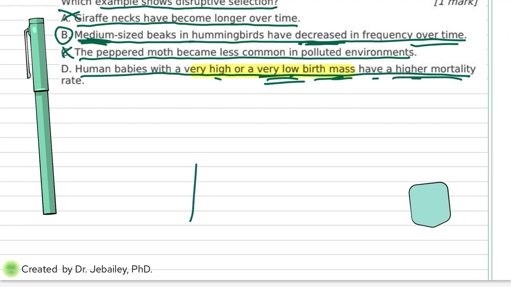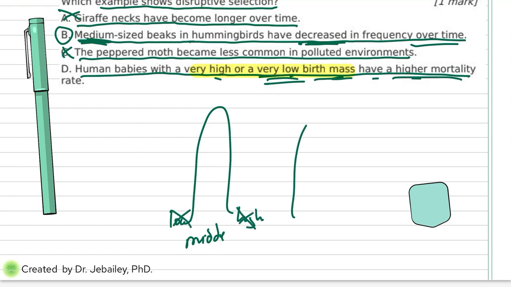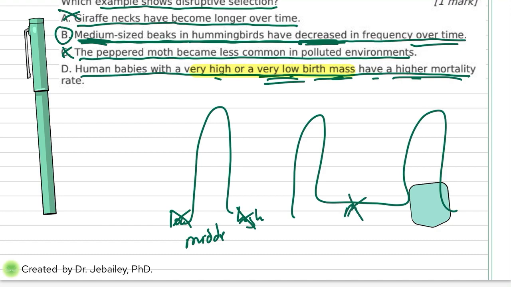So what kind of babies do you have? You only have babies in the middle, right? Because what happened to the low-mass and high-mass babies? They're dead. So it's not this one. The graph should be something with two peaks. So the medium-sized beaks, which have decreased in frequency, which is the medium right here, it's low. So the right answer is B.